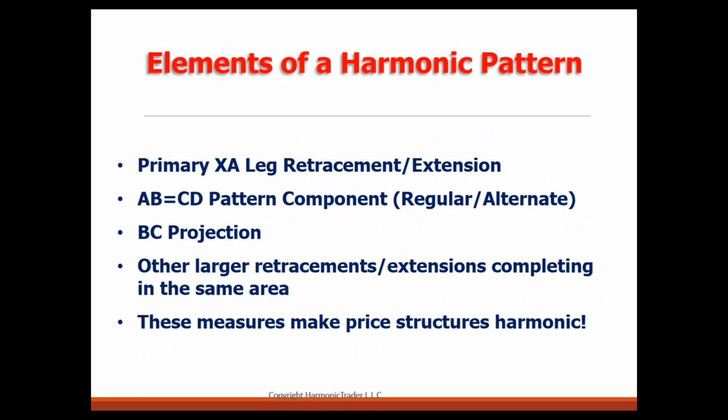Elements of a harmonic pattern. Now, we look at these harmonic patterns, we're looking for specific structural formations, and we label them, measure them in a specific manner. And we're looking for a primary XA leg, and these are within the M and W type formations. We're looking for an equivalent and minimum ABCD pattern. We're looking for a BC projection, and then we're looking for other larger retracements, extensions that complete in the same areas. Now, it's important to note that these specific measurements that we go through are what make price structures harmonic.